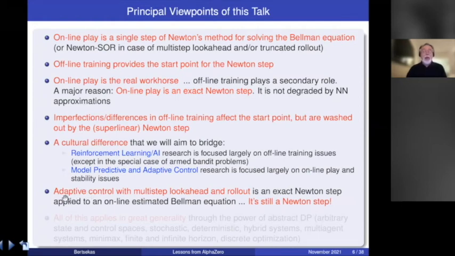And I'm going to talk a little bit about adaptive control, but instead of using the reoptimization in response to changes in the estimated model, we're going to use multi-step lookahead and rollout. This framework is going to involve an exact Newton step instead of reoptimization, but applied to a changing Bellman equation, changing in response to a system identification process. But the bottom line is that it's still a Newton step, and it's very powerful.